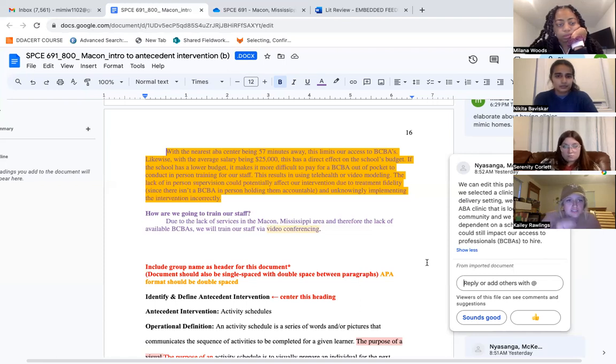I think it's just also the fact that we're talking about the nearest ABA center, but us ourselves for our mock clinic or whatever would be within the city limits too. Right, right. So I guess accessing staff too.